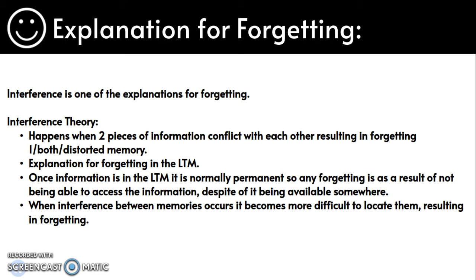Interference theory states that interference happens when two pieces of information conflict with each other, resulting in forgetting either one or both pieces of information, or having a distorted memory of both pieces of information. The explanation is for forgetting in the long-term memory. So once the information is in the memory, it is normally permanent. Any forgetting is as a result of not being able to access the information despite it being available somewhere. When interference between memories takes place, it becomes more difficult to locate them, which results in forgetting.